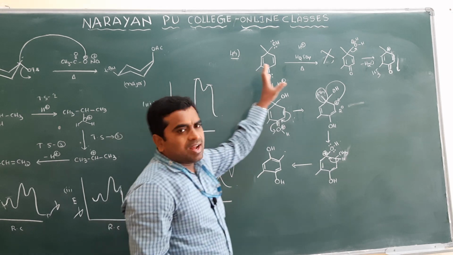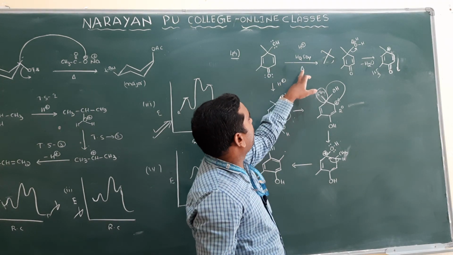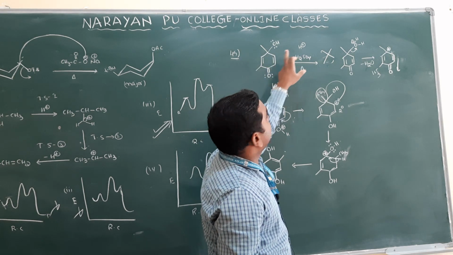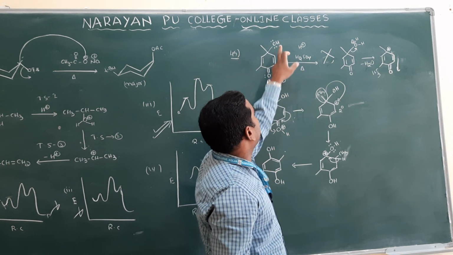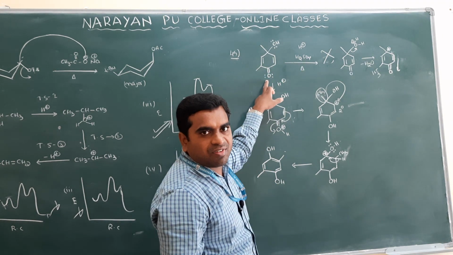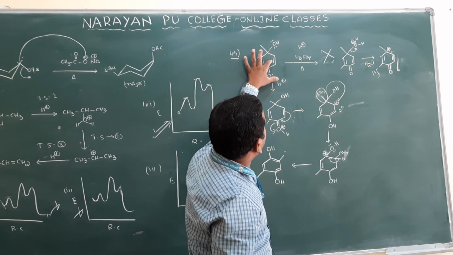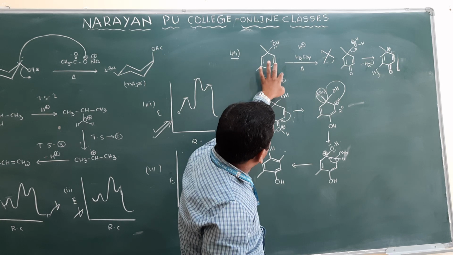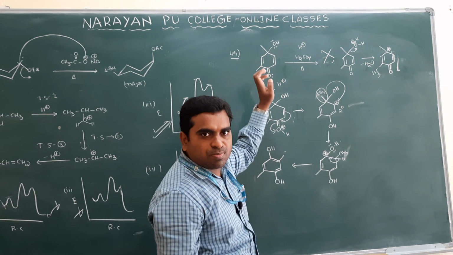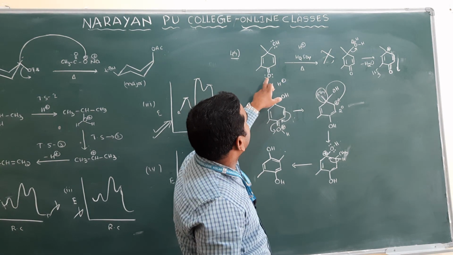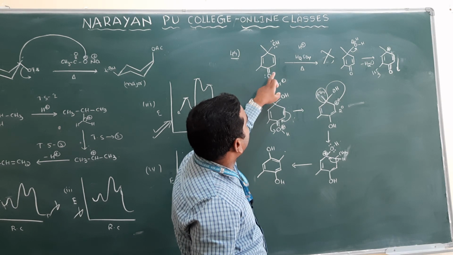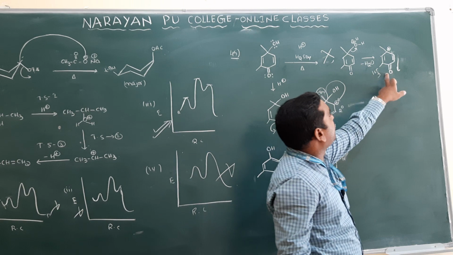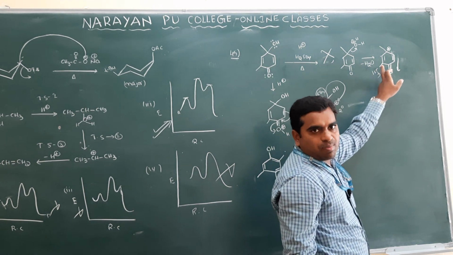See once again, they have given H2SO4 and heating. So first of all, protonation should take place on which oxygen? This oxygen or this oxygen? You have to identify that, because this double bond and this double bond are in conjugation, so bond electrons will move towards the oxygen, because oxygen is more electronegative. So if this oxygen is protonated, that oxygen will be stabilized in this way, but it won't be formed. It is less stable compared to this.